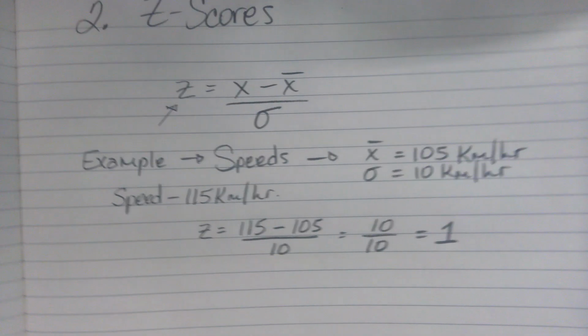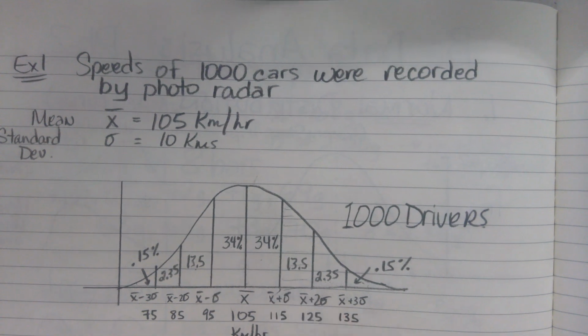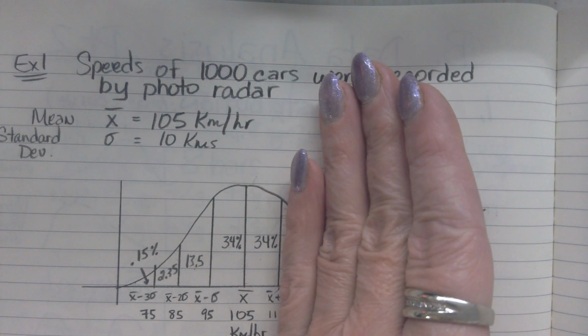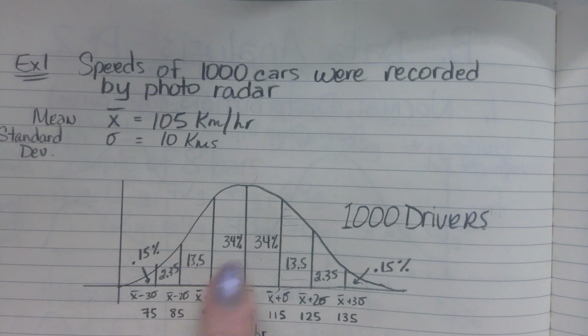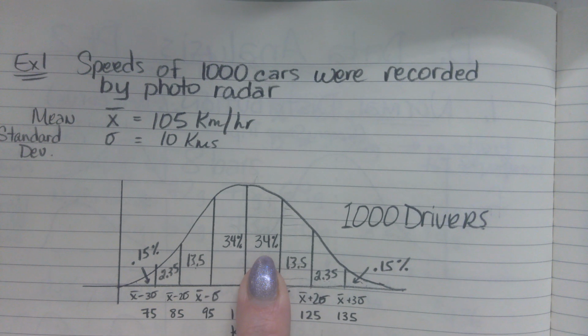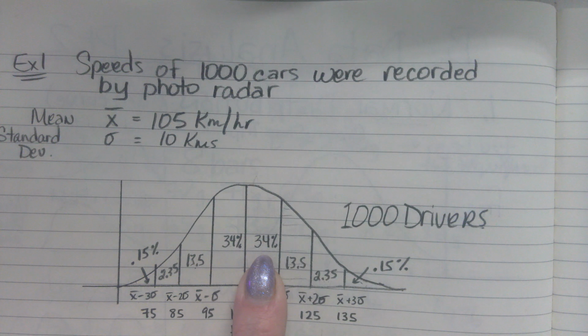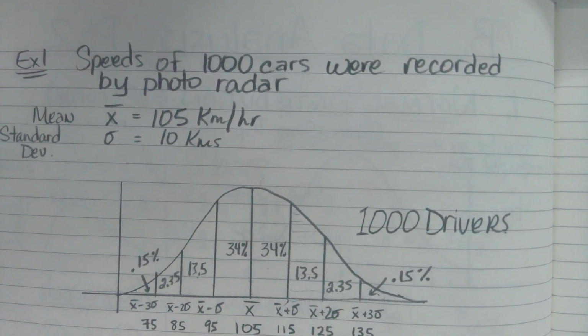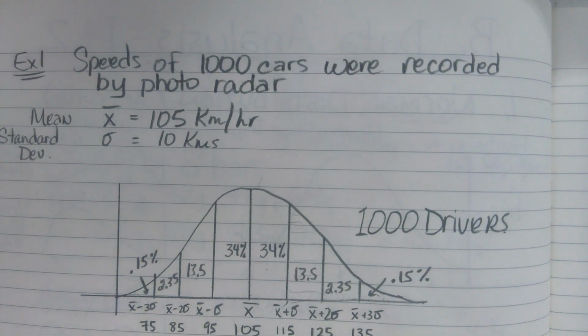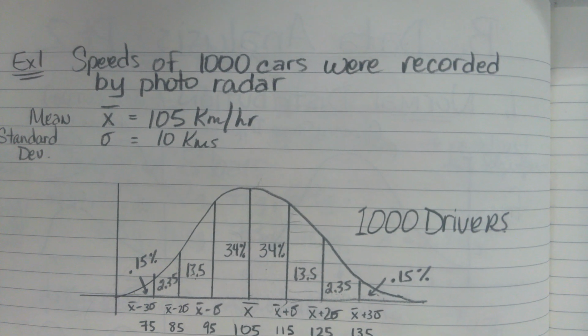It was perfect. Now, how many people were less than me? 50 plus the 34, so 84% of the population was below me. I was going at 84% speed, according to everybody else. Only 16% of the population was above me.